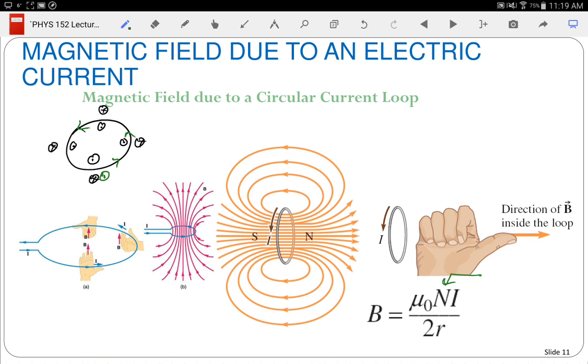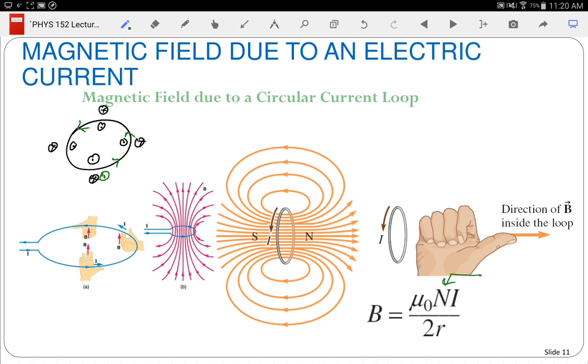Well, a new variation on that is take the same right hand, wrap your fingers in the direction of the current in the loop, not in the wire, but in a loop, and your thumb points the direction of the magnetic field in the center of that loop. It comes from the first one. If you don't want to learn the second one, you don't have to, because it comes from the first one. It's just a quick way of saying, okay, I have a solenoid or I have a loop, I just wrap my fingers the direction the current's going.